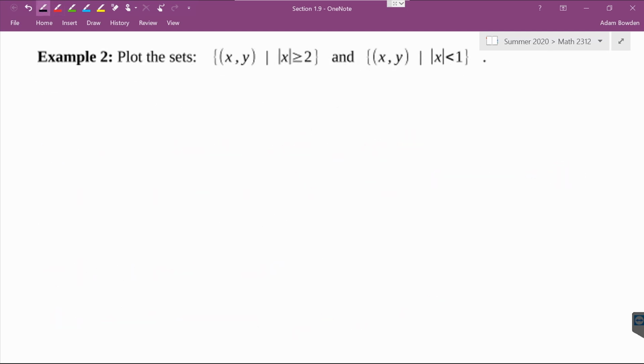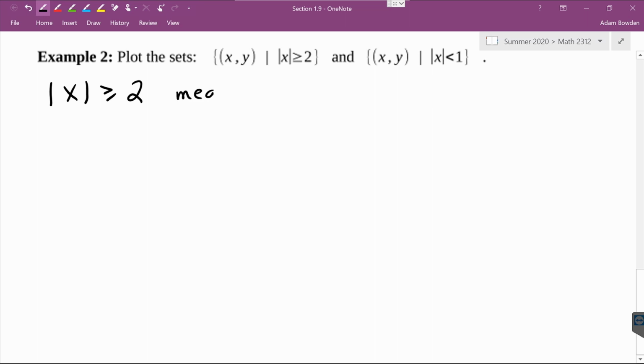And so kind of giving us some more things to do here with the coordinates, let's look at some sets that specify what x has to be. In this case, it says plot the sets where we have the coordinates (x, y), and we're going to start out with the one that says the absolute value of x is greater than or equal to 2.